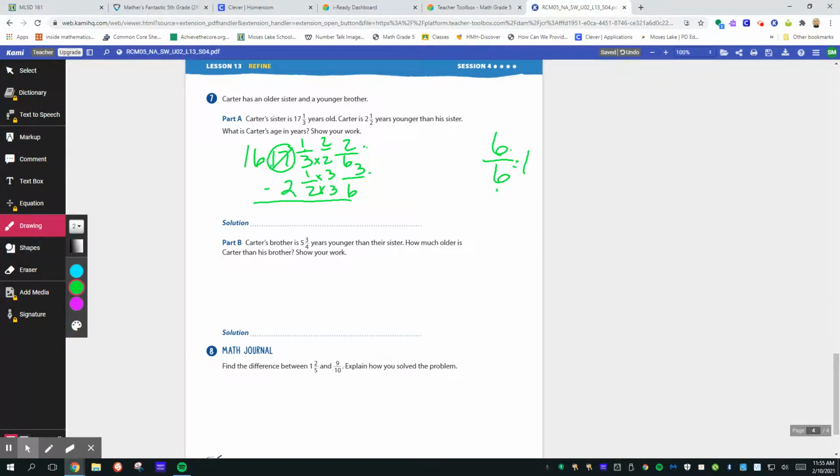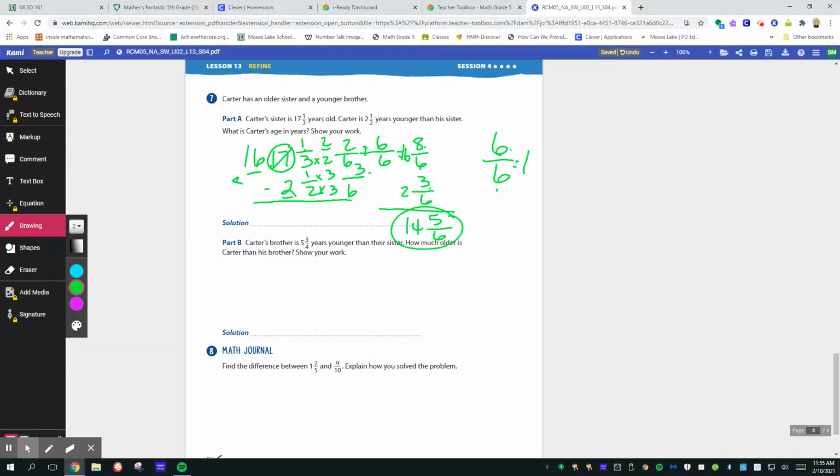So this 1 that we took from here, we're making it 6 over 6, and we're going to add it to our 2 6ths that we have here. We're just swapping them out. So instead of 2 6ths plus 6 6ths, we now have 8 6ths. Subtract 3 6ths. And over here we still have our 16. We don't want to forget about those numbers. Sometimes when we leave them all the way over here, we forget to do the subtraction for those numbers as well. All right, so 8 subtract 3 is 5 6ths, and 16 subtract 2 is 14, and 14 and 5 6ths is Carter's age.